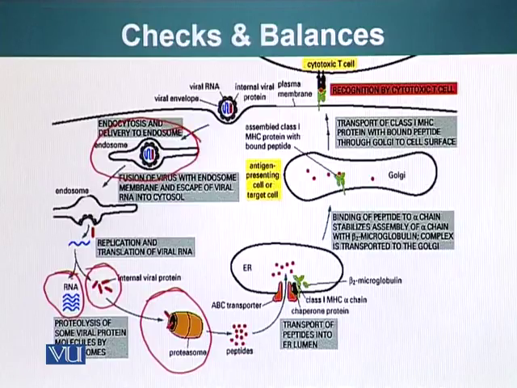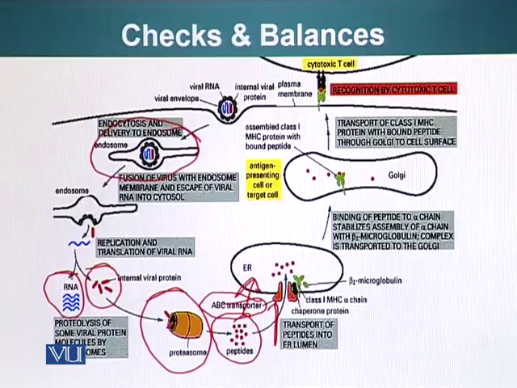It will get degraded and it will be pumped into the ER, endoplasmic reticulum, through a transporter called ABC transporter, which is shown in red right here. These peptide fragments, whether they are viral or normal cell peptides, when they enter this ER, they will find the MHC class 1 alpha chain, and these fragments will bind this MHC 1 molecule.